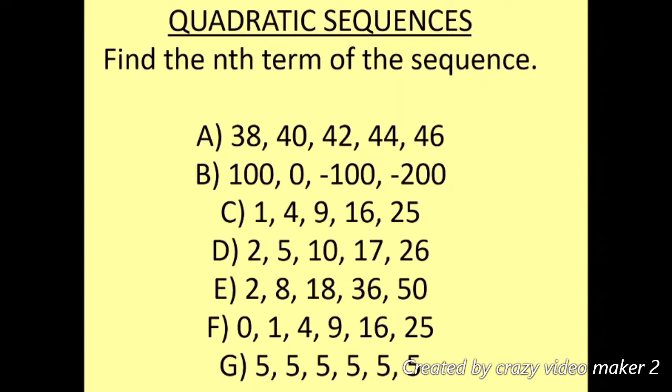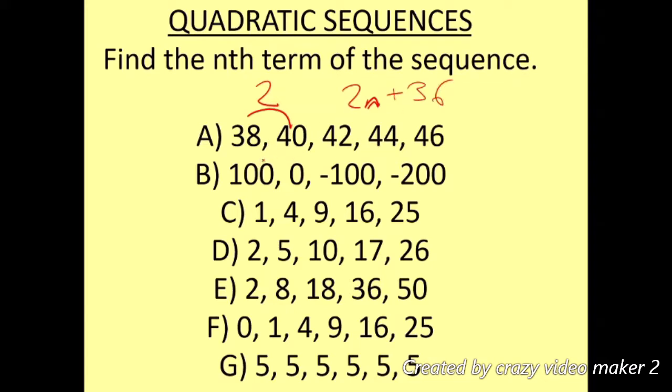Now, let's go through this. Now, my first one is a linear sequence. Yeah, it goes by 2. So I know it's going to be 2n. But it's good to always check to make sure that it does consistently go up by 2, which it does. And it's going to be plus 36. Because 2 plus 36 is 38.